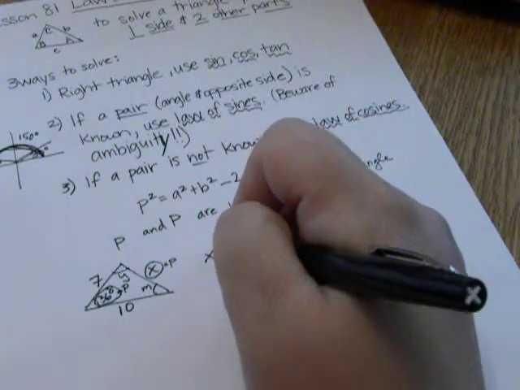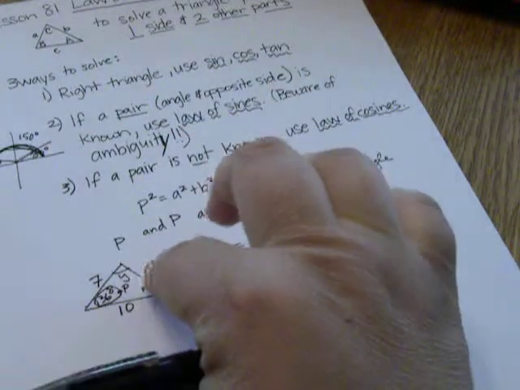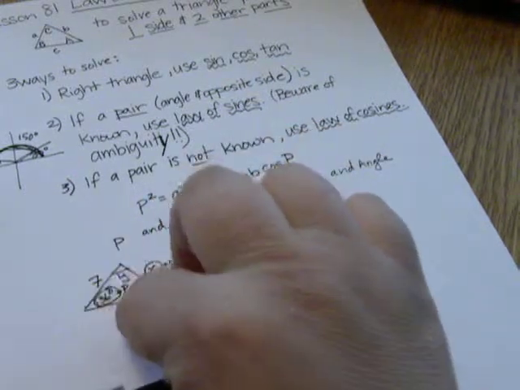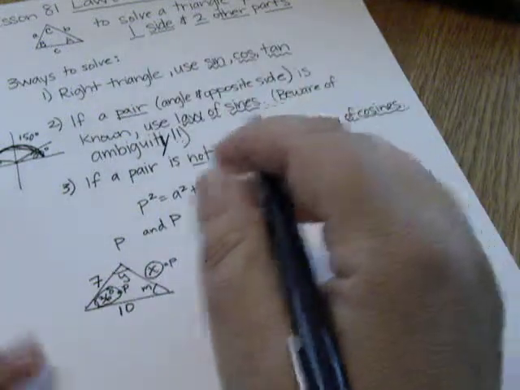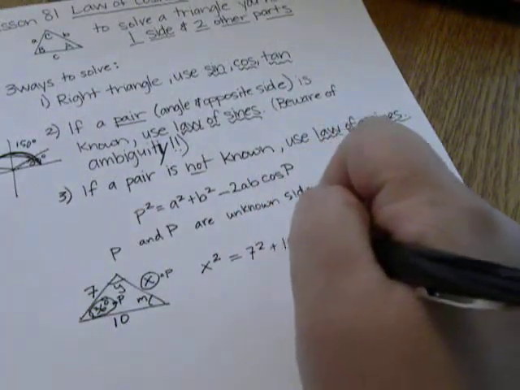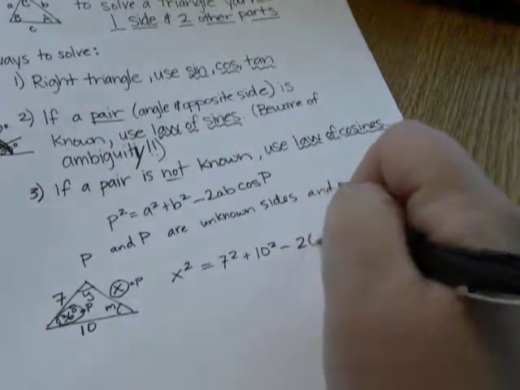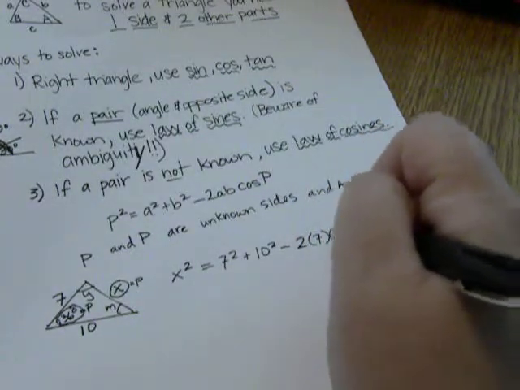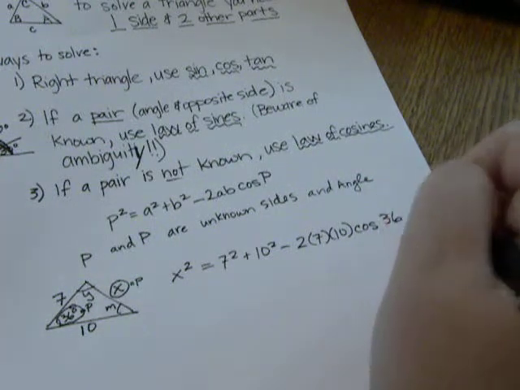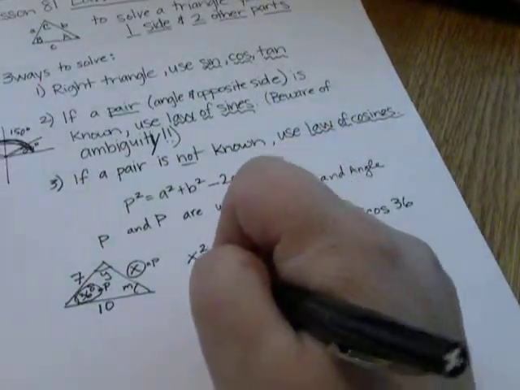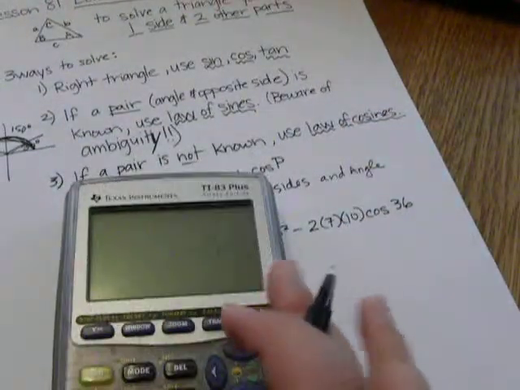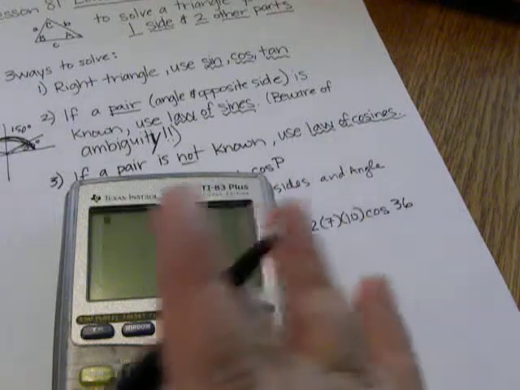So p squared is going to be x squared, equals a squared plus b squared, remember lowercase, those are your sides. Order doesn't matter, so you can let a be 7 or 10. So it's going to be 7 squared plus 10 squared minus 2 times 7 times 10 times the cosine of capital P, which is 36. Here you can just plug that all into your calculator.